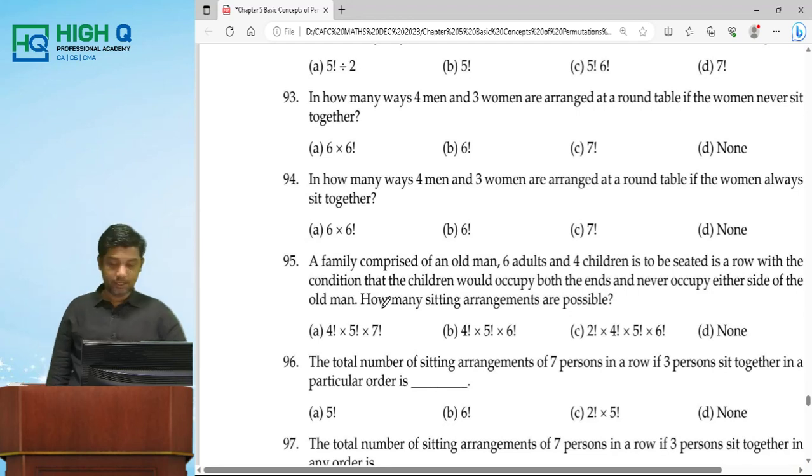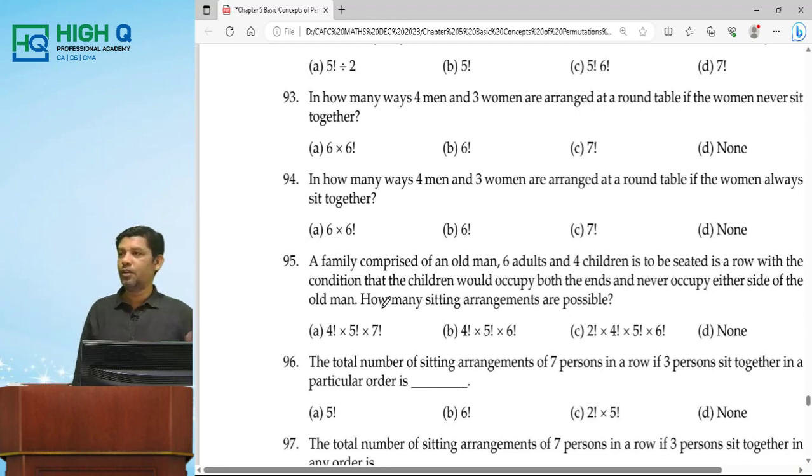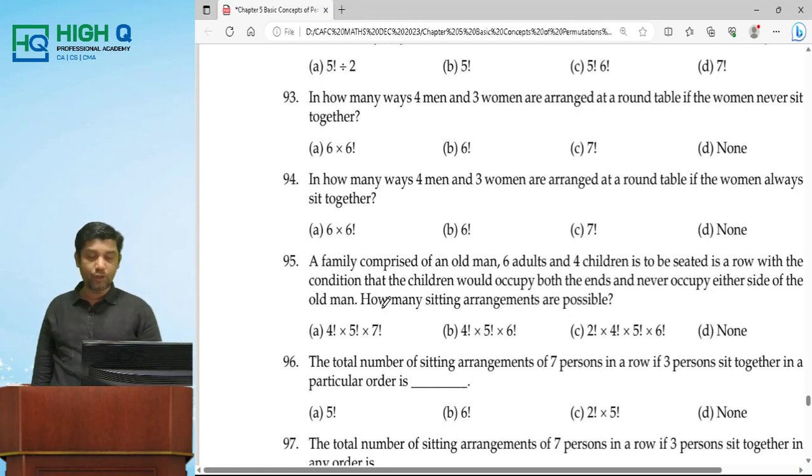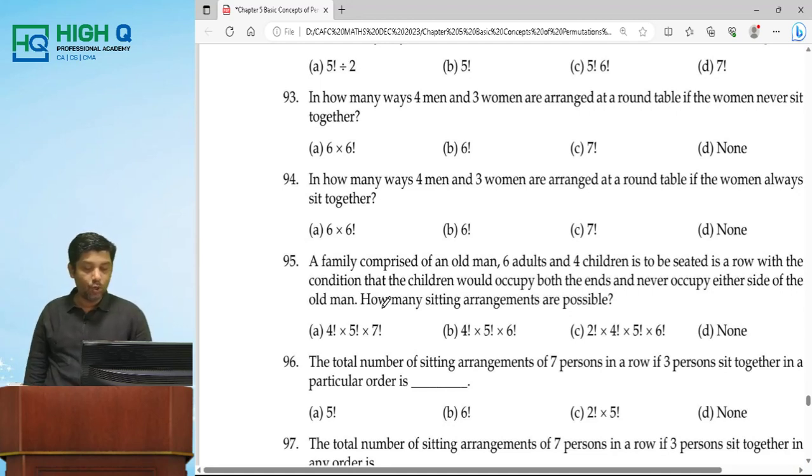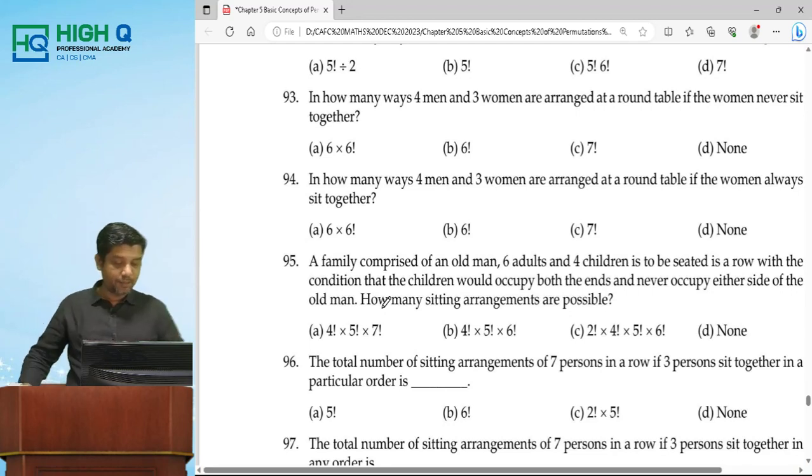Now look at this. Sum number 95. Such a beautiful sum, but I told you to do it on your own, right? I don't know whether you have done it or not. Now, a family comprised of an old man, 6 adults, 4 children is to be seated in a row with the condition that the children would occupy both the ends and never occupy either side of the old man. How many sitting arrangements are possible?